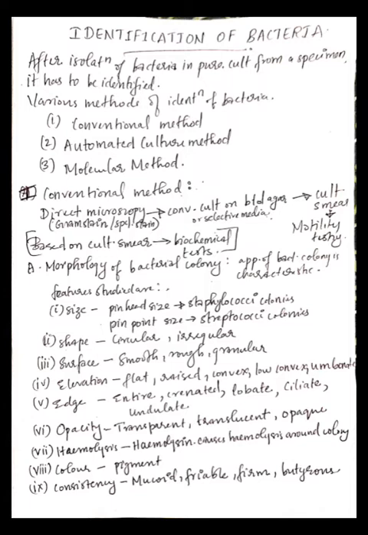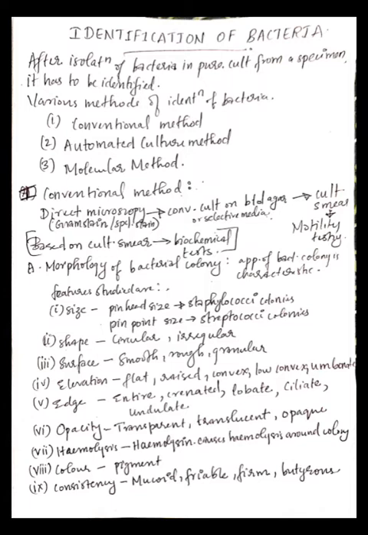We can go into detail on the conventional method. The specimen is subjected to direct microscopy, which is followed by conventional culture of the specimen on blood agar or selective media. The colonies grown on this agar are taken for a culture smear, and the culture smear is followed by biochemical tests, motility test, etc.